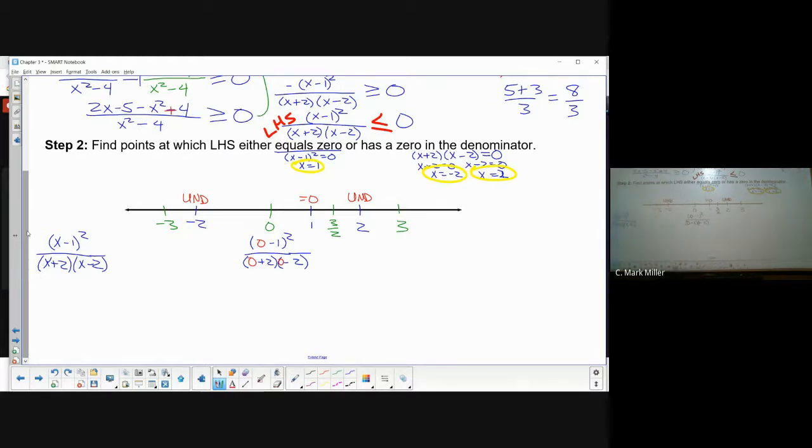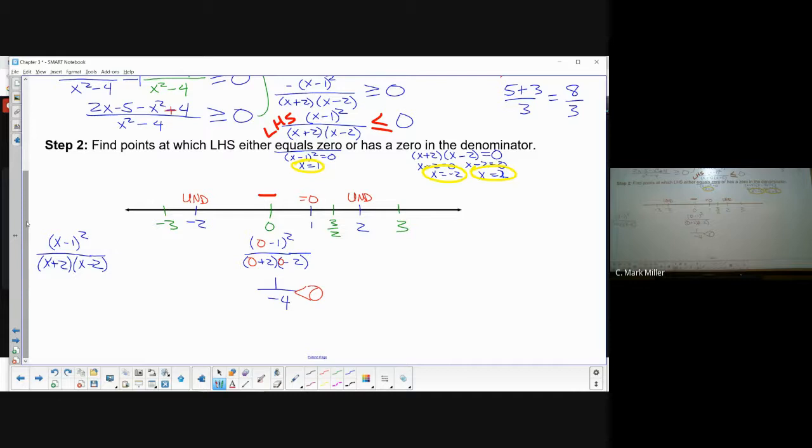Okay. Plug in 0. The top is going to be minus 1 squared, which is 1. The bottom is going to be 2 times minus 2 minus 4, which is negative. So in this interval between minus 2 and positive 1, it is negative.